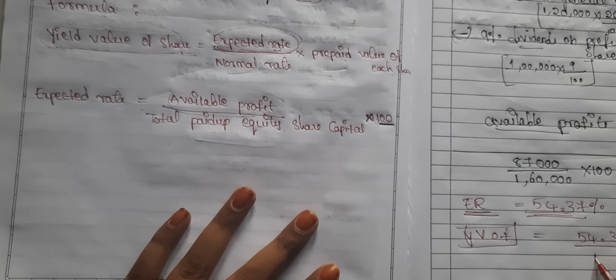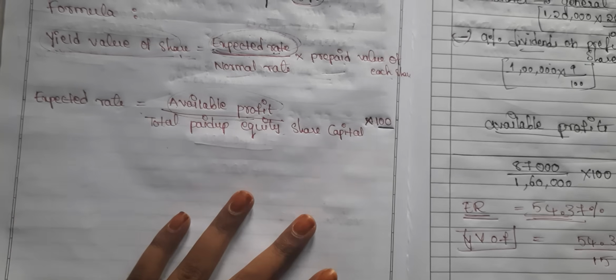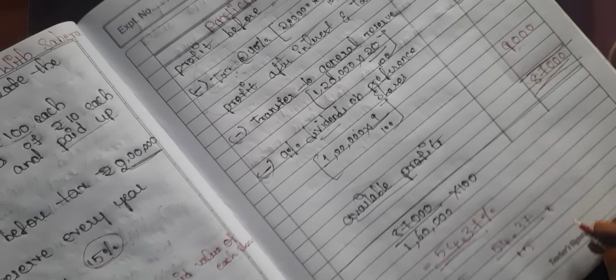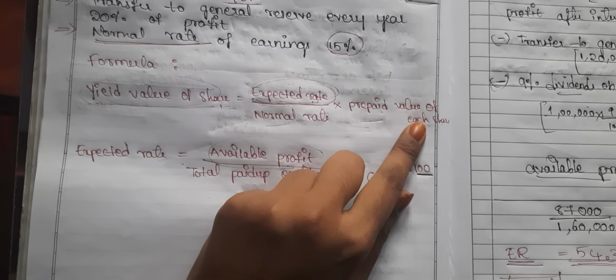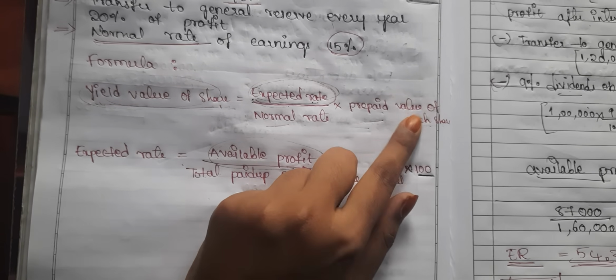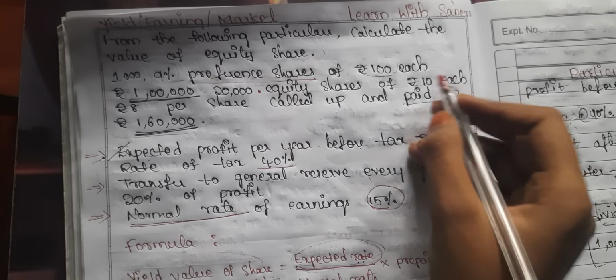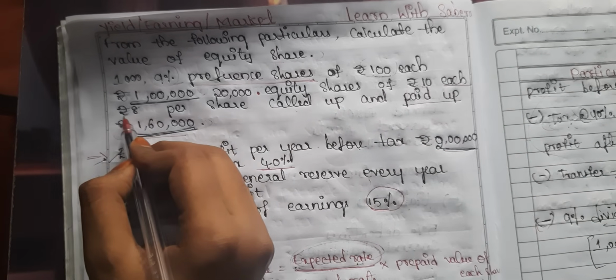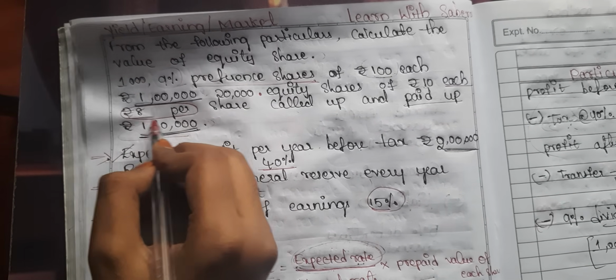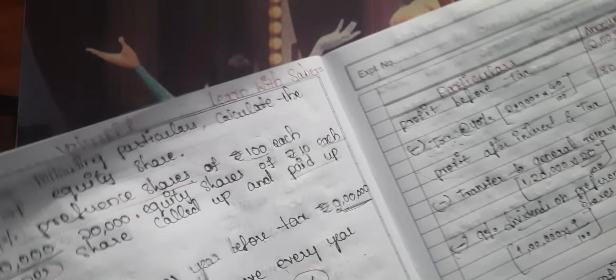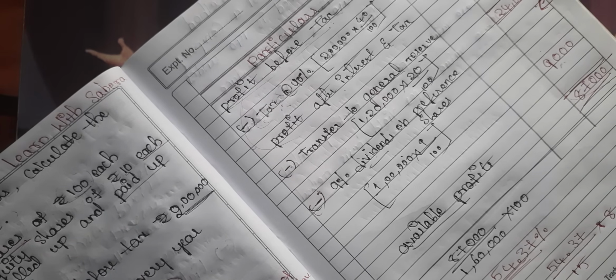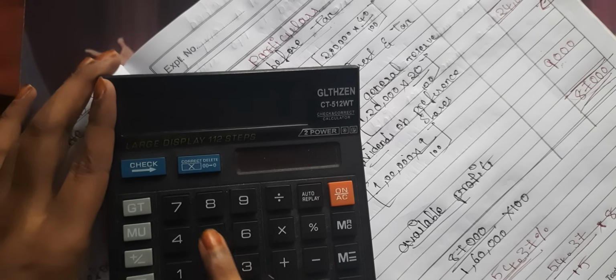So we are going to do 15 into, with what we are multiplying? Paid up value of each share. Paid up value of each share, how much it is, ma? See, each share is 8. So we are going to multiply it with the 8. Getting my point? Now you do the calculation. You will be getting your yield value of share.